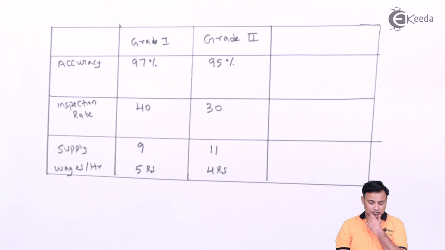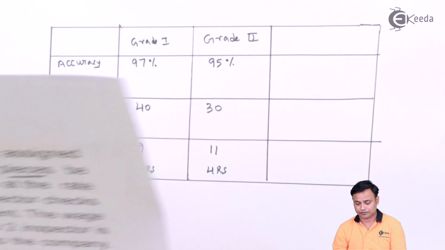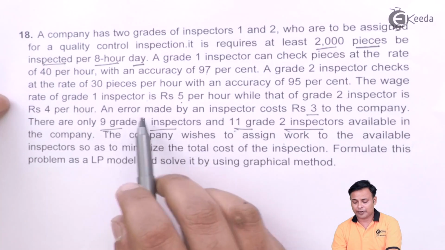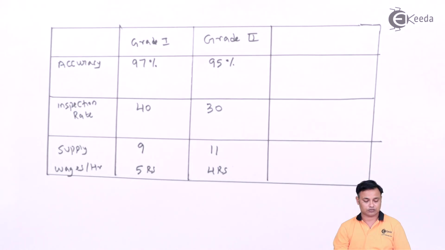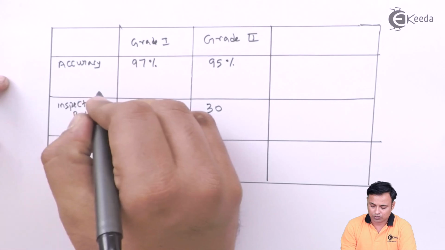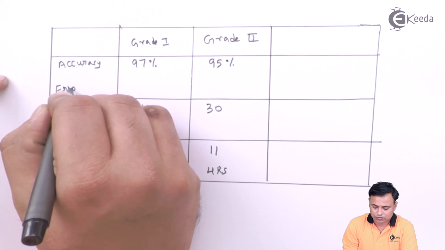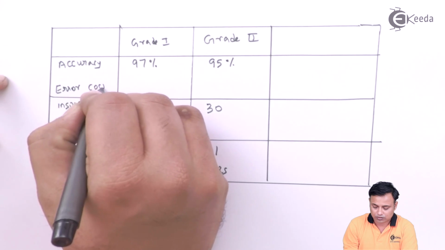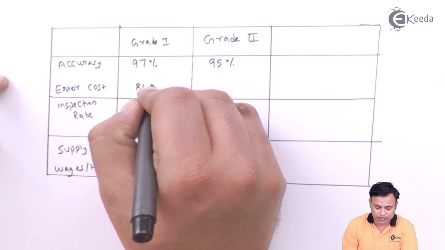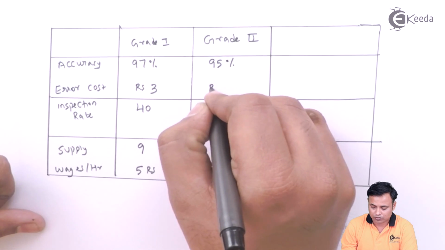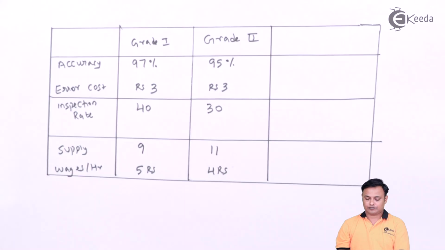So we are almost done with the basic table. I think we have not yet put down the cost of error. An error made by an inspector costs rupees 3 to the company. It will be the cost. Let's note down the cost, error cost here. Rupees 3.